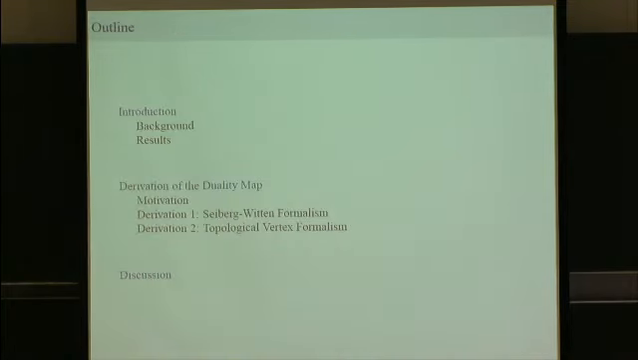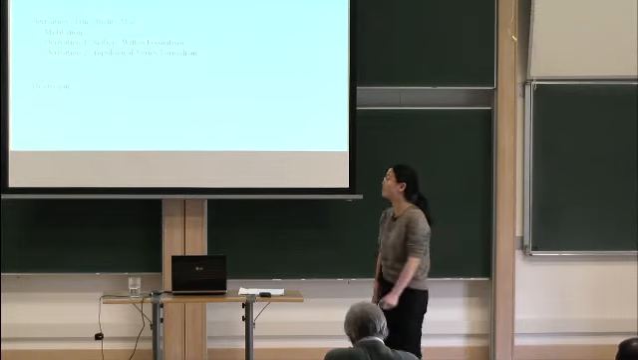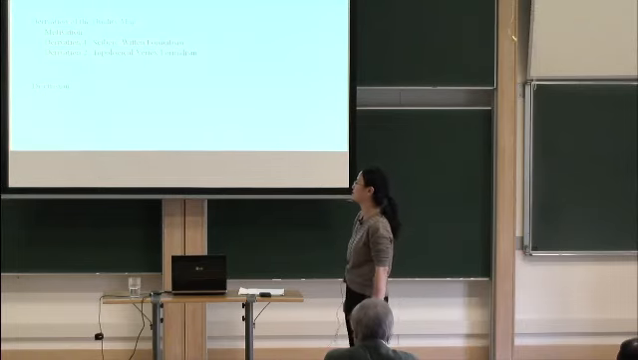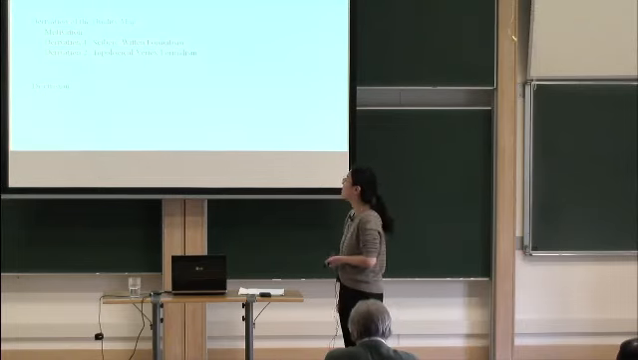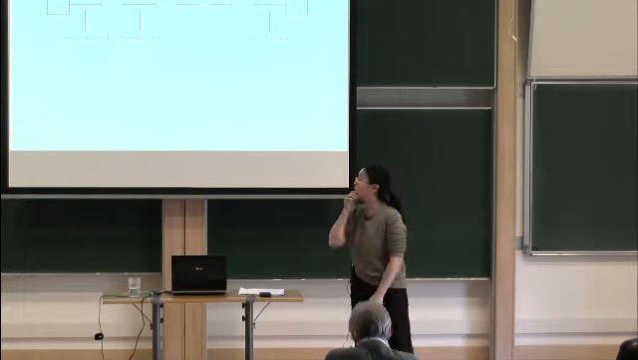So, first an outline. I will first introduce the background and go directly to the results that we found. And then after that, I will go through the derivation of this result, first by some motivation and then provide two different derivations. And then I will end with a discussion. So first, the background.